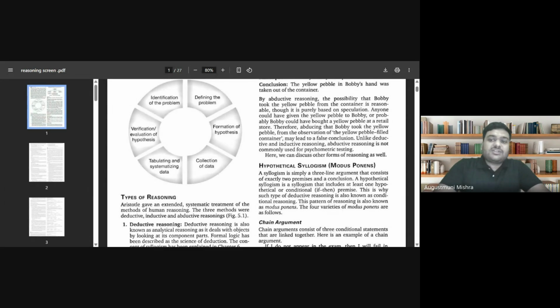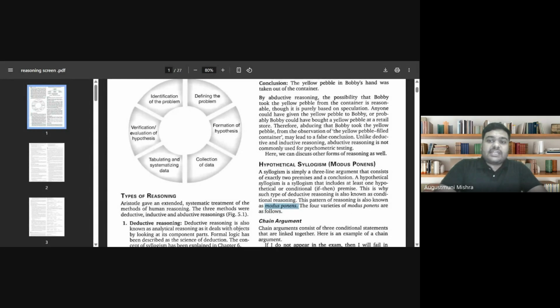This pattern of reasoning is also known as modus ponens. So what you have to keep in mind is that a particular pattern of reasoning is also known by this term, modus ponens. This term is very important. You can keep it in mind. I have highlighted that particular point. You can just note it down.